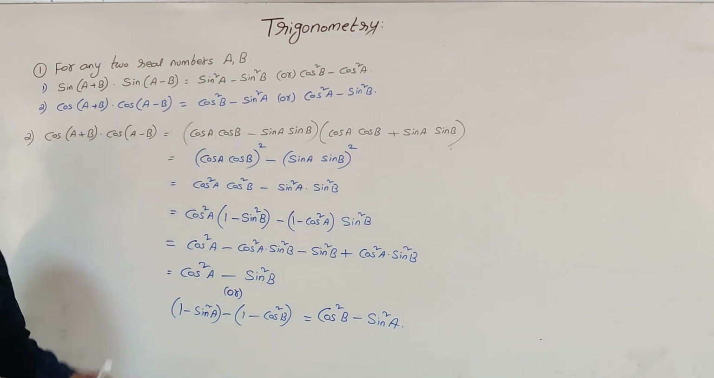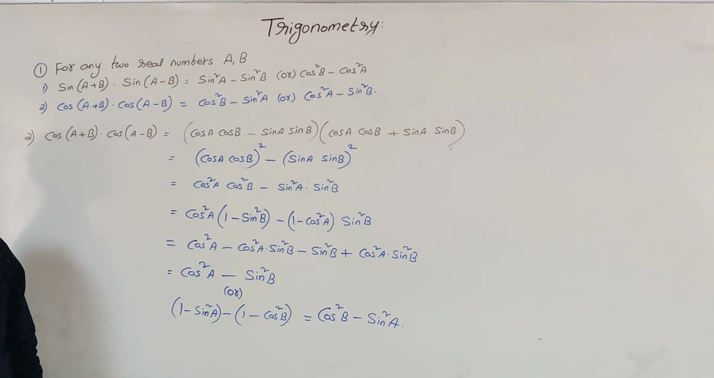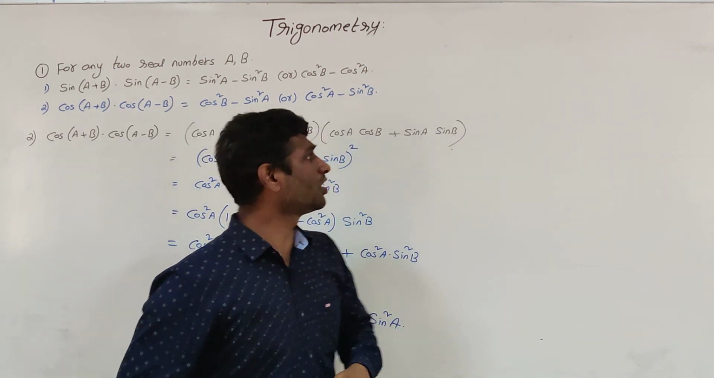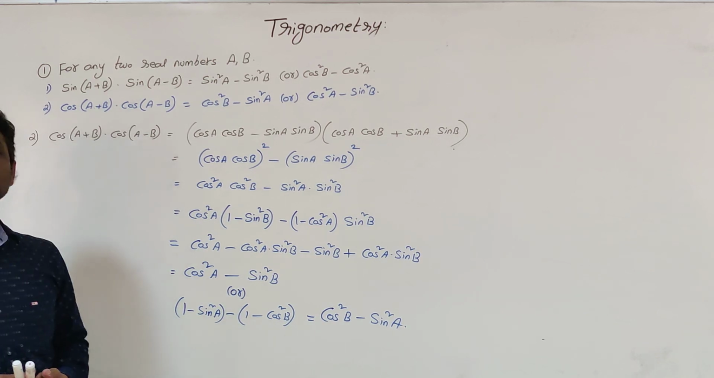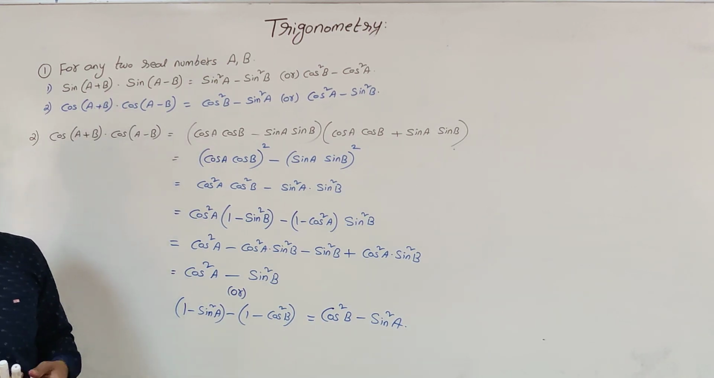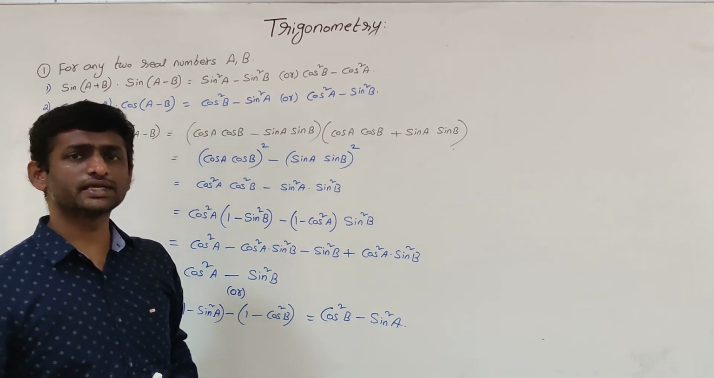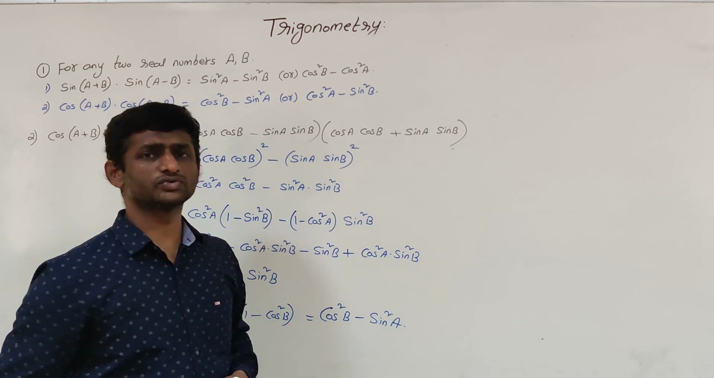So whenever we come across this type of result, we can apply this formula. We have seen sin of A plus B into sin of A minus B is sin square A minus sin square B, or cos square B minus cos square A. Similarly, cos of A plus B into cos of A minus B is cos square B minus sin square A, or cos square A minus sin square B. We'll see some other results also.